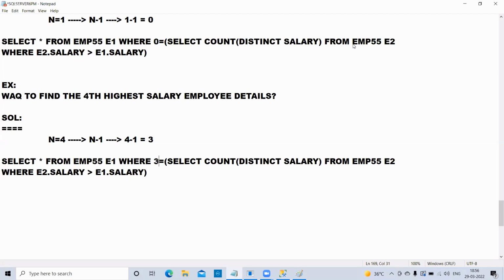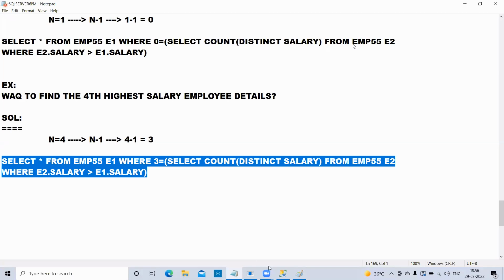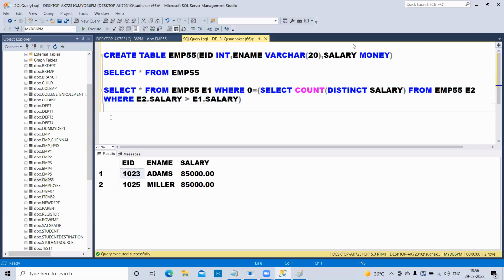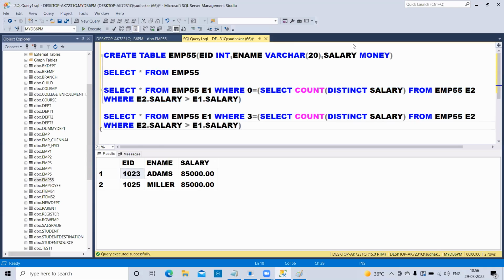Understand the point now? I am not changing any query here. The query statement is not changing. Yes or no? Everything is the same. I'm just changing this n minus 1 formula. That's it. So now see, I'm executing for the fourth highest salary without writing multiple queries. I'm just executing this, and you can see the fourth highest salary person's details. You got it now?